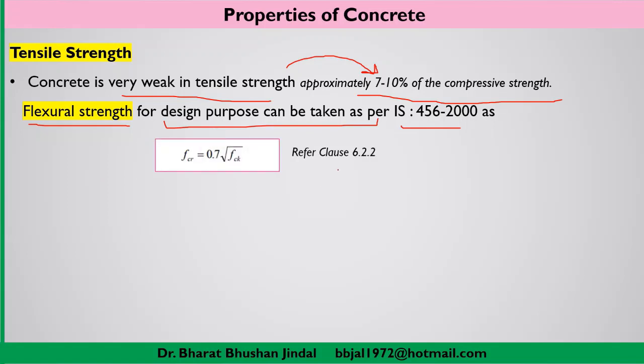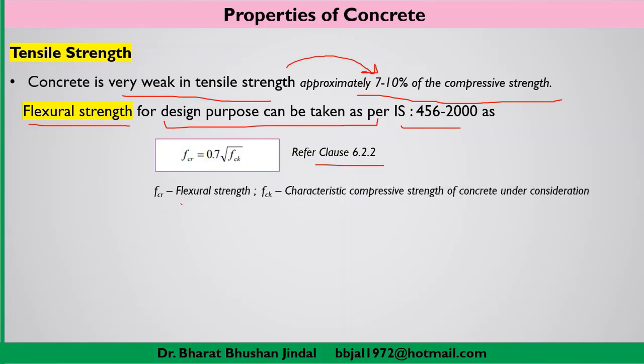And that formula is in clause number 6.2.2 of IS 456, where fcr is equal to 0.7 square root of fck. fcr means flexural strength and fck is the characteristic compressive strength of concrete under consideration. That means if you have M40 grade of concrete, then fck will be 40 MPa, and you put the value here, you will get some value for the flexural strength, which you can utilize in design of the structure, design of RCC structure.